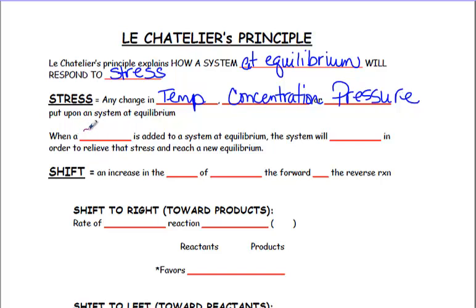So when a stress is added to a system at equilibrium, the system will shift. Okay, the system will shift in order to relieve the stress and reach a new equilibrium. A shift is an increase in the rate of either the forward or the reverse reaction.